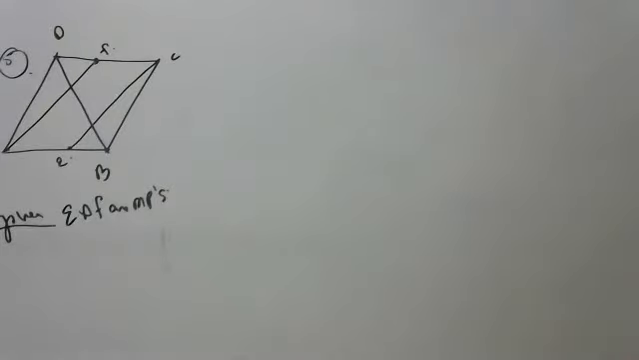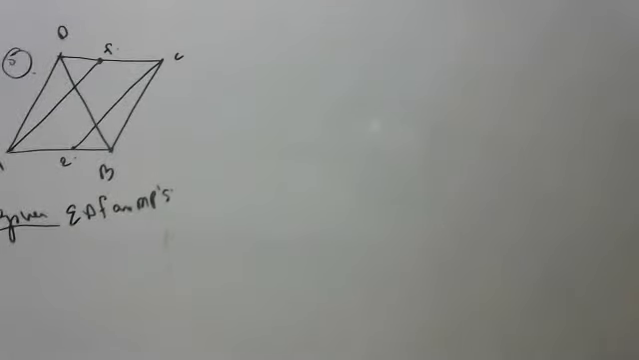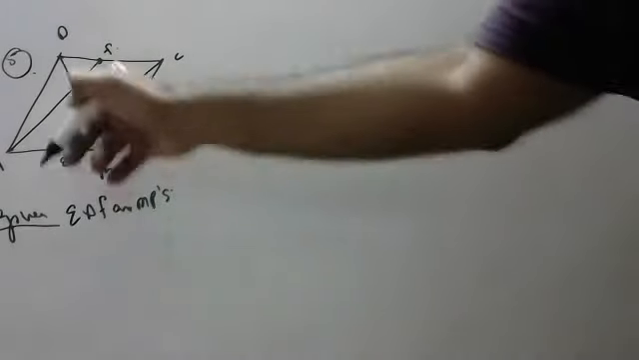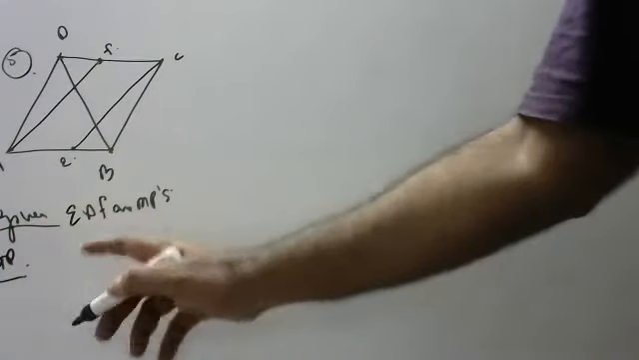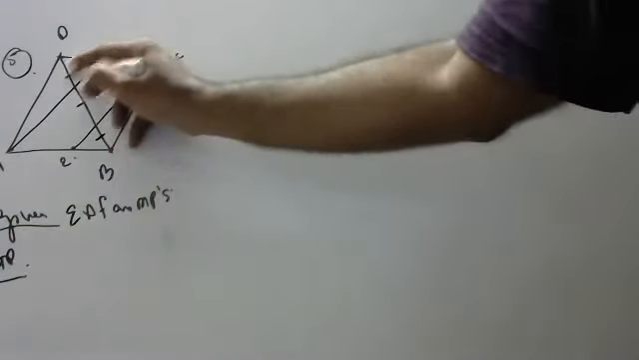Children, E and F are midpoints of AB and CD. Show that AF and EC bisect each other. E and F are midpoints, they gave. The required proof is what? Children, we have to prove that this is equal to this is equal to this.